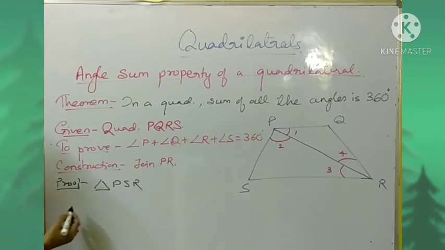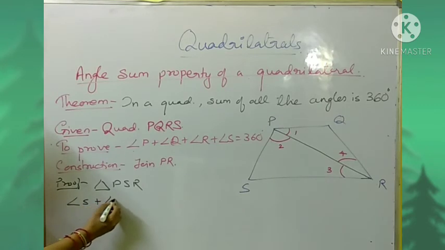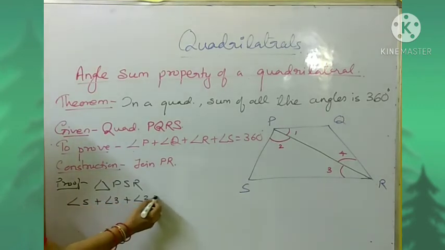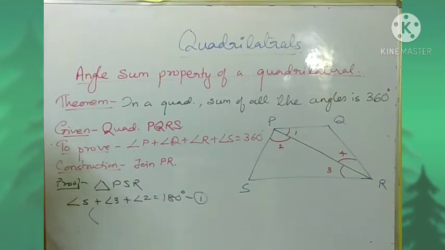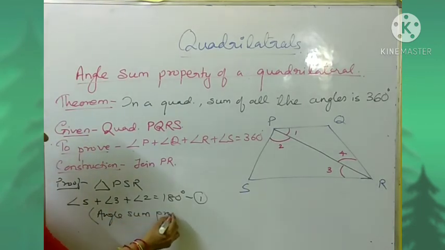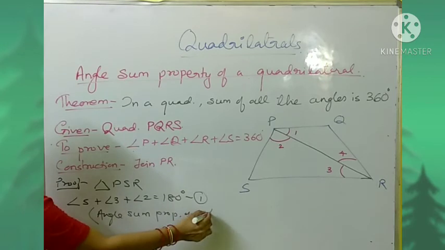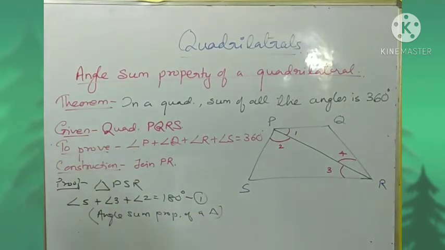So in triangle PSR, what we are having? Angle S plus angle 3 plus angle 2 is equal to 180 degree. So this is our equation 1, and how we are getting this? By angle sum property of a triangle, we are getting this.